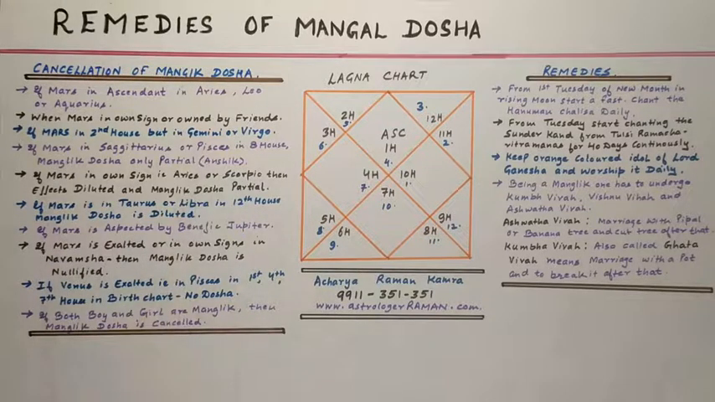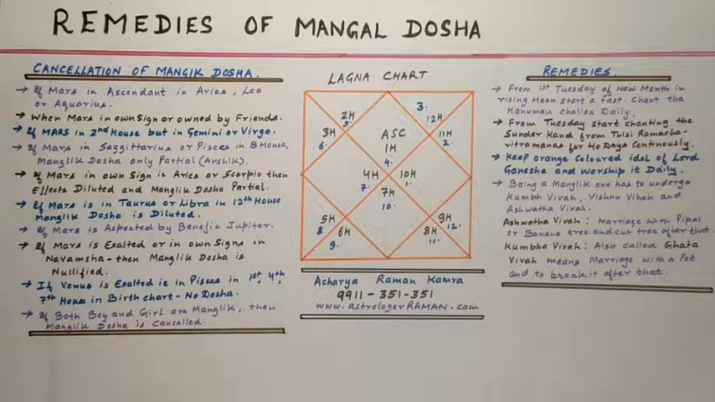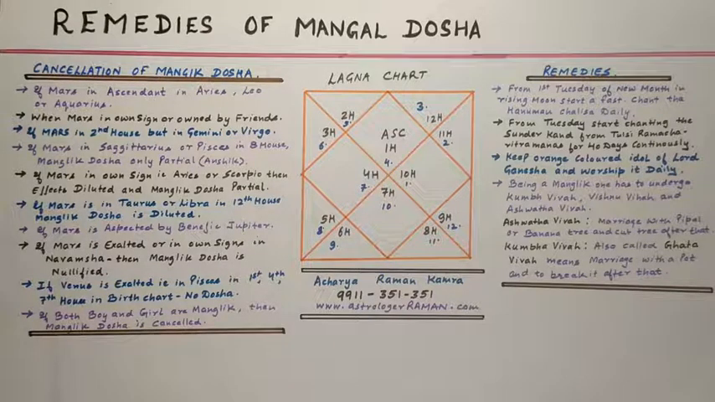If Mars is in Sagittarius or Pisces in the 8th house, the Manglik Dosha is only partial or anshik. If Mars is in its own house, that is Aries or Scorpio, the effects are diluted and Mangal Dosha is partial only. If Mars is in Taurus sign or in Libra sign in the 12th house, then the Manglik Dosha is diluted. If Mars is aspected by a benefic planet like Jupiter, then the Mangal Dosha also gets diluted. If Venus is in the ascendant, then there is no Manglik Dosha.